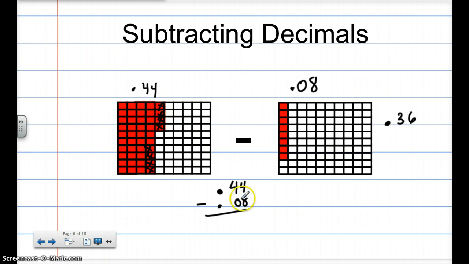So I cannot do 4 minus 8, so I have to borrow. That becomes a 14. 14 minus 8, what is that? Anybody got a guess? It's 7. I'm sorry, it's 6. I made a mistake. 6. And 3 minus 0 is very easy. It's 3. And voila. Check, check. All done.